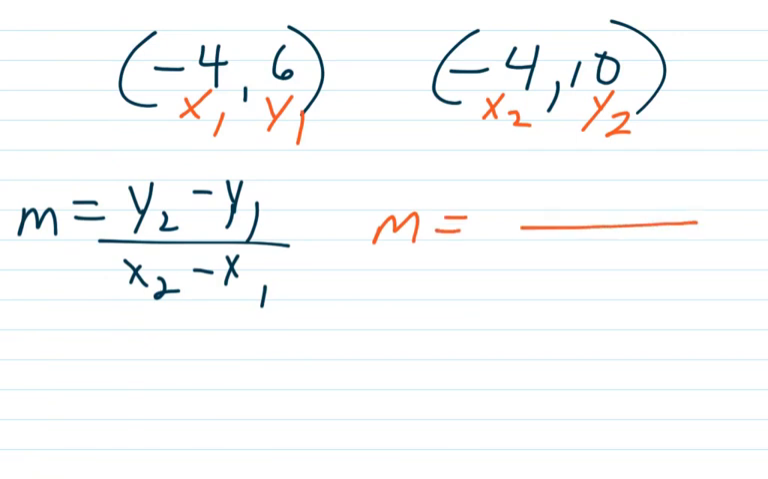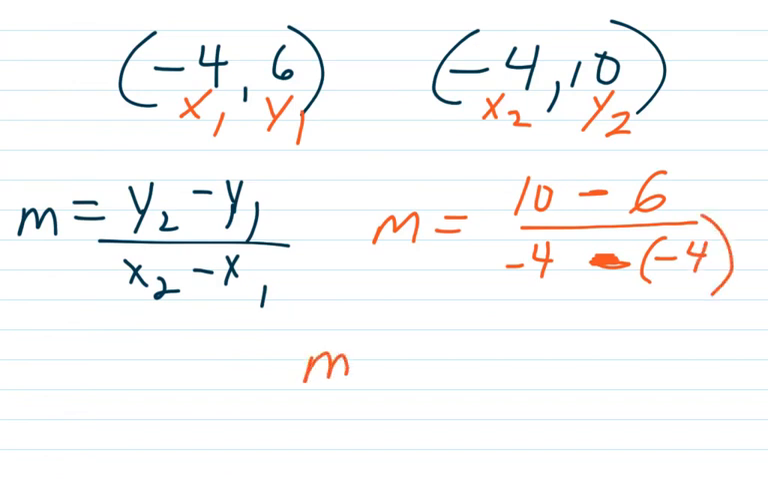Write your fractions, putting a minus sign in the numerator and denominator. And now you plug in your numbers. My y2 is 10. Y1 is 6. X2 is -4. And minus our x1, which is also -4. So now we do our math.